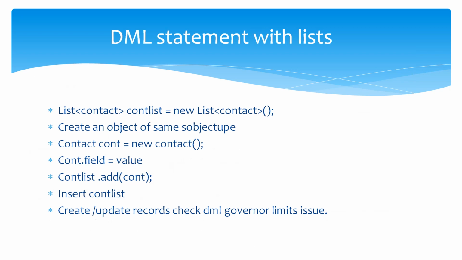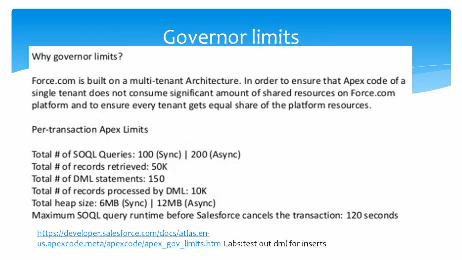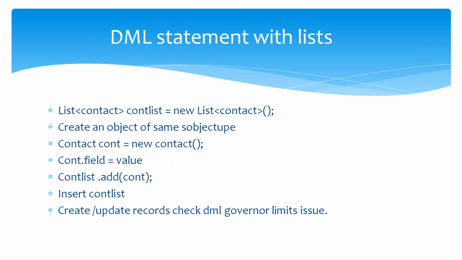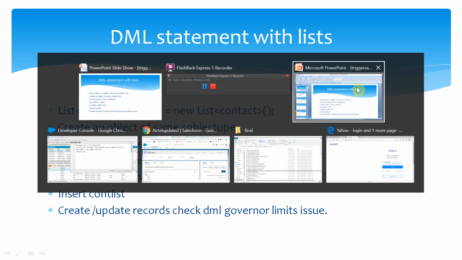Basically, when we do an insert, and if you do more than 150 insert statements, you're going to run into this limit for DMLs. Let us see all of this. We'll use a list. You create a list here, and then you can create an object of that type and add the field values that you want. But instead of doing an insert on the single object, you do an insert on the contact list. So basically, you can create and update records, and you can avoid DML governor limits issues using a list. Let us understand all of this with an example.